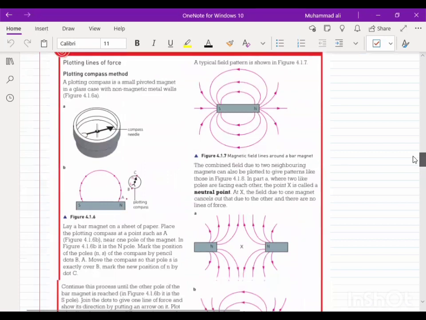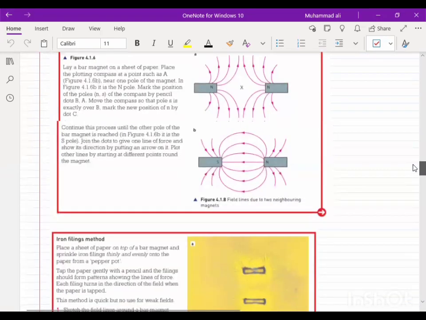How are we going to make field lines? If we put a plotting compass near the north pole of the bar magnet, what's going to happen? It's going to eventually make a curved path. Okay, so what we're going to do is take a plotting compass, put it near the north pole, see where it's pointing, and put a point there. Then at that point we're going to put our plotting compass again, see where its needle is pointing, and put a point there again. Okay, so when we keep doing that, we'll see that it will form a curved line.